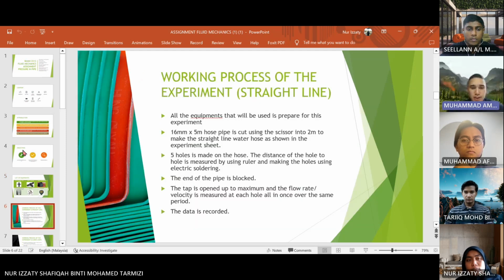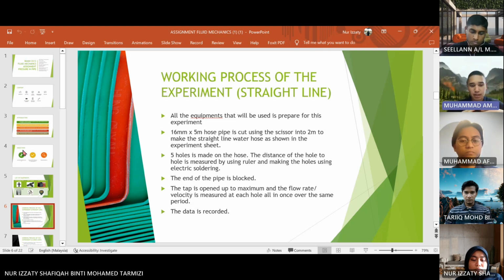Okay, so this is our working process of the experiment for the straight line. So the first one, all the equipments that will be used are prepared for this experiment. The 16mm times 5m hose pipe is cut using the scissor into 2m to make the straight line water hose as shown in the experiment sheet. So the third step, 5 holes are made on the hose. The distance from hole to hole is measured using the ruler, and the holes are made using the electric soldering. And then the end of the pipe is blocked.